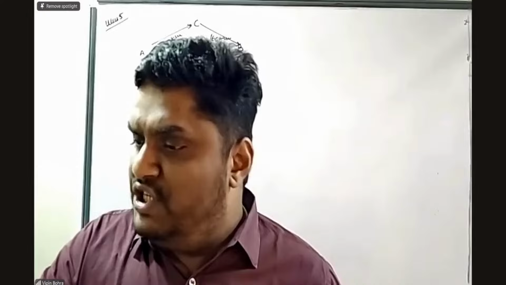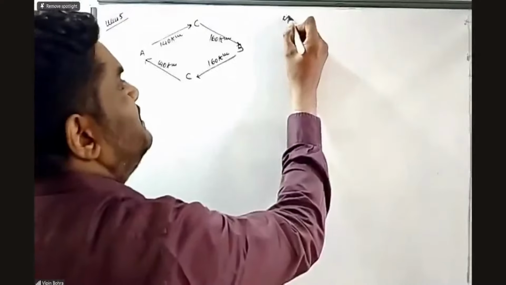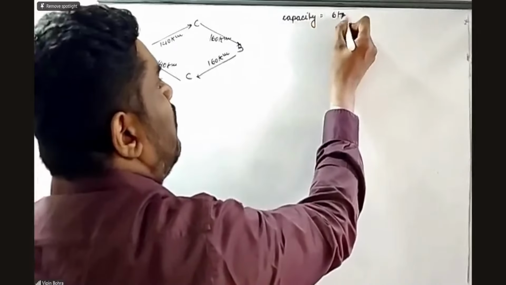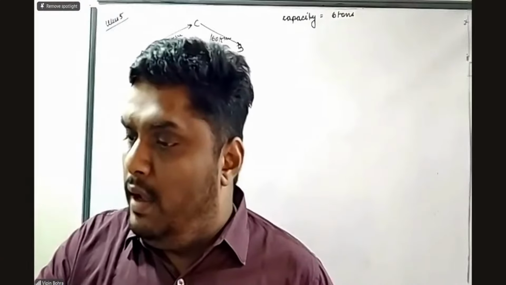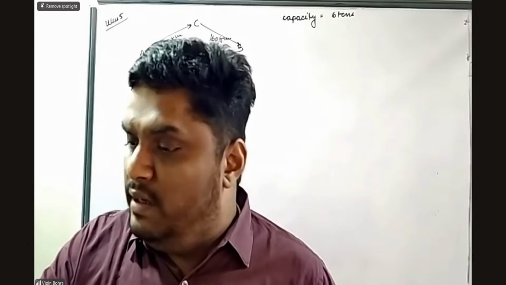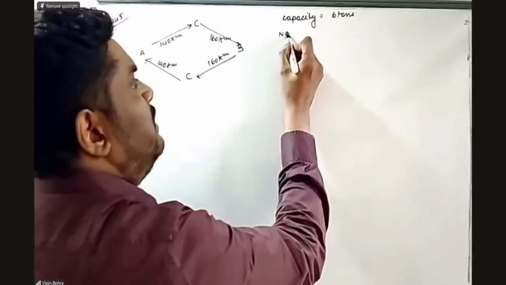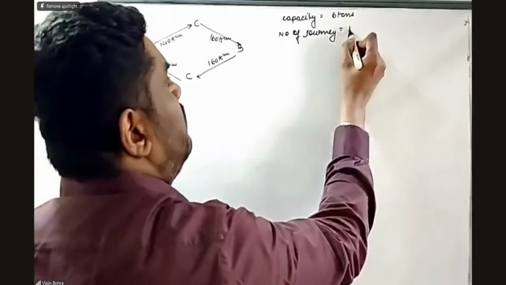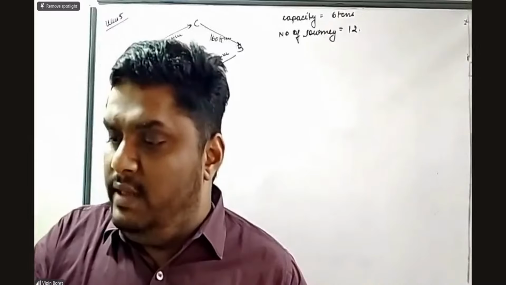Further, it is given in the question that the lorry capacity is 6 tons. So capacity is 6 tons. And it has made 12 journeys between city A to B. So number of journeys are 12. So details are given in the 10 journeys.